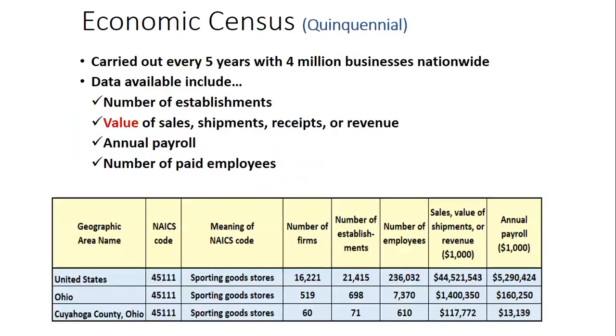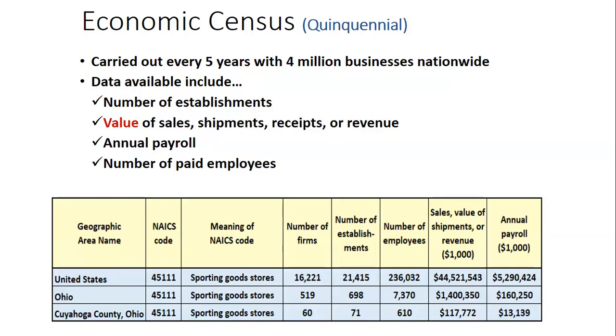Another census that we do that not too many people know about is the economic census. It's carried out every 5 years with 4 million businesses nationwide. The data that is available is the number of establishments, the value of sales, shipments, receipts, or revenue, payroll, and the number of paid employees.